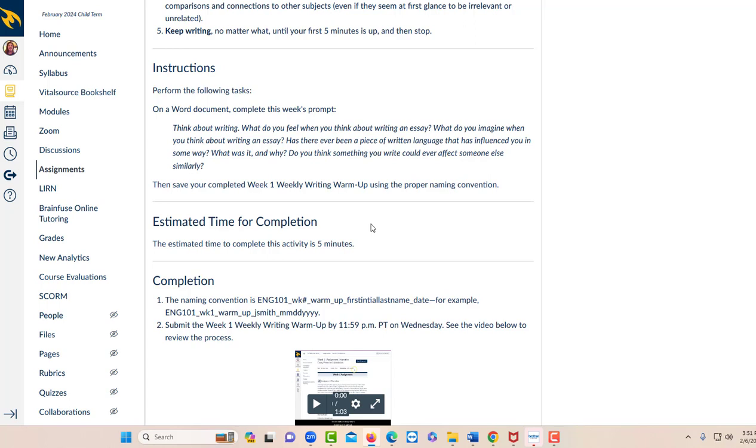So, on a Word document, complete this week's prompt. Think about writing. What do you feel when you think about writing an essay? What do you imagine when you think about writing an essay? Has there ever been a piece of written language that has influenced you in some way? What was it and why? Do you think something you write could ever affect someone else similarly?